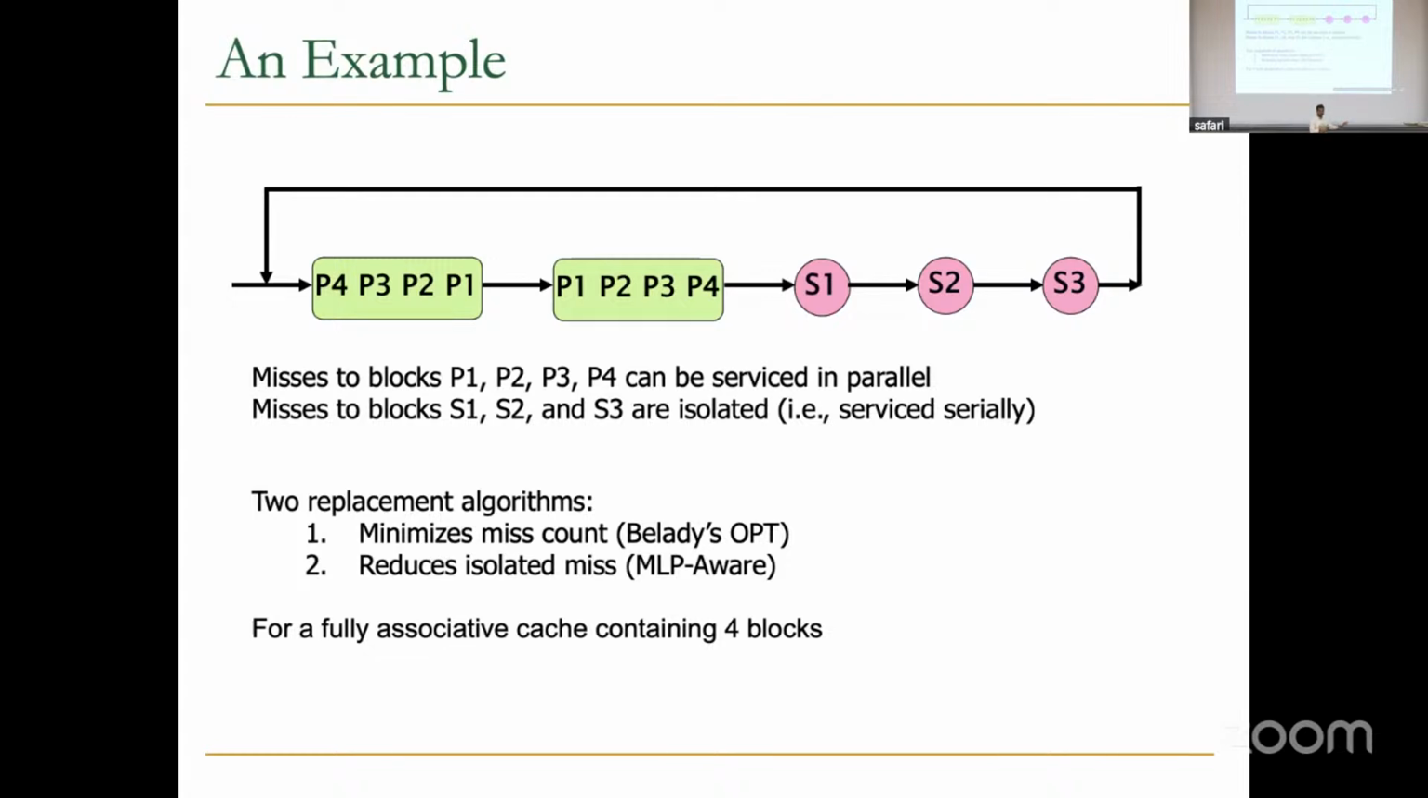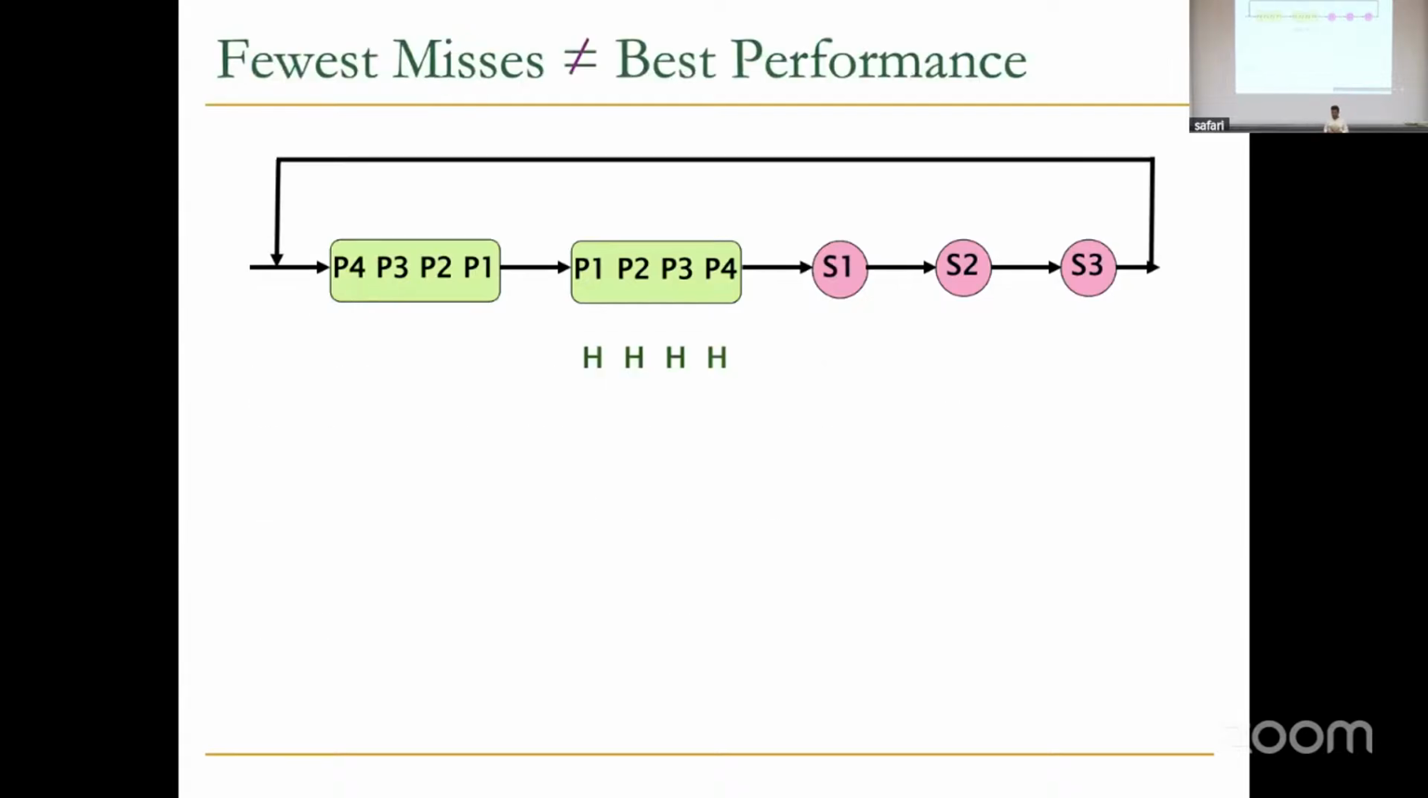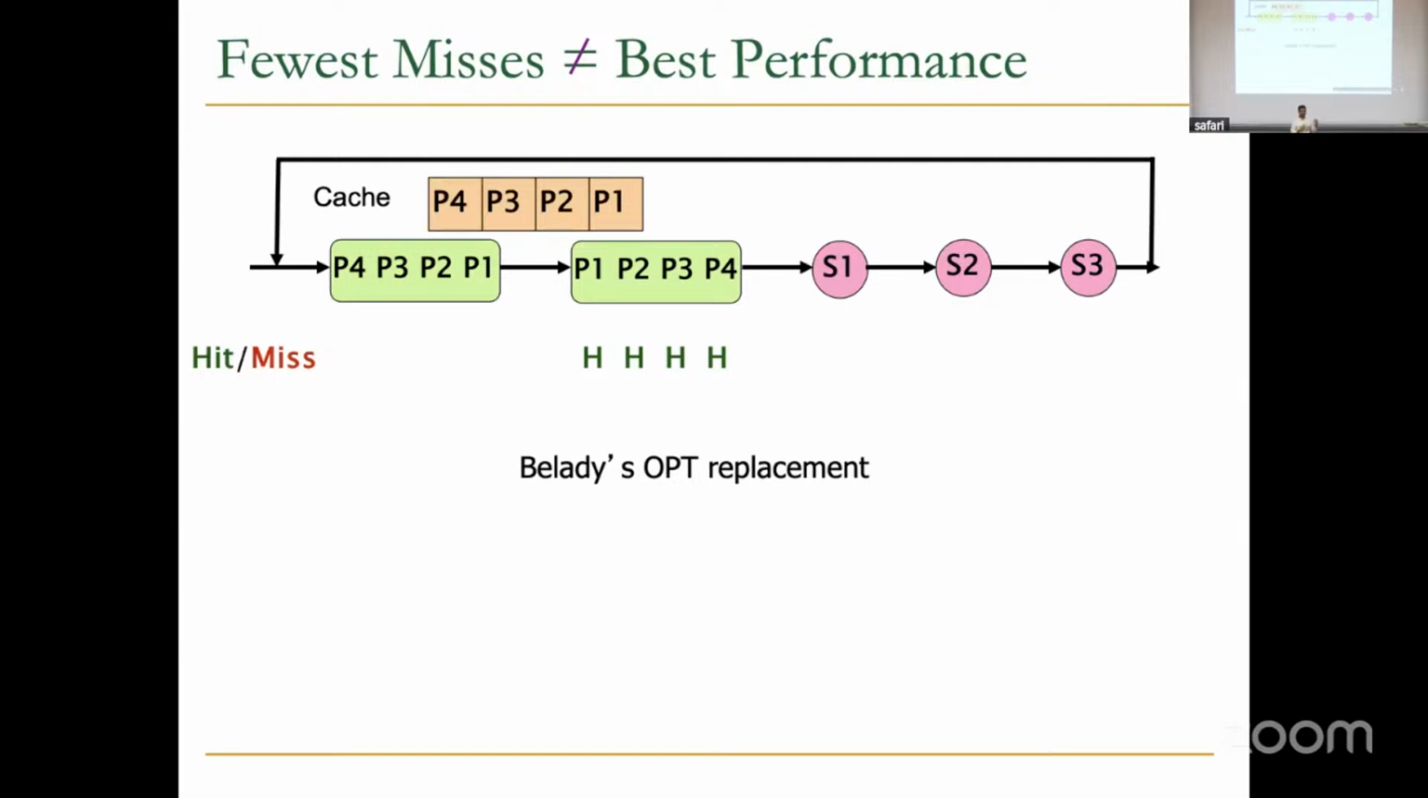If you recall, what is Belady's optimal? It simply says that I'm going to evict the block from the cache that will be accessed furthest in the future. That's the victim candidate. So in steady state, say you have P4, P3, P2, and P1 inside your cache. Next time your processor accesses these four, you're going to see hits. That's good, Belady's optimal gives you hits. So that's what I showed: your cache state is P4, P3, P2, P1.